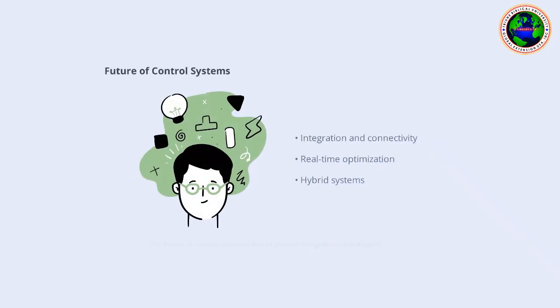The future of control systems lies in greater integration, intelligence, and connectivity. As systems become more complex, the ability to monitor, adapt, and optimize in real time will be increasingly important. Both open-loop and closed-loop systems will continue to play vital roles, often working together in hybrid configurations.